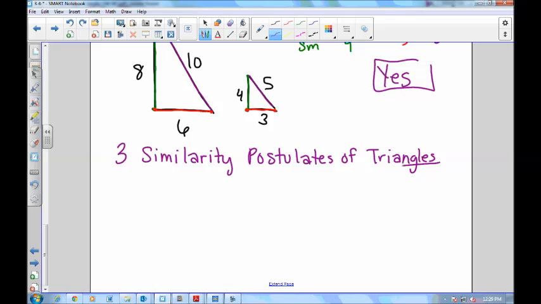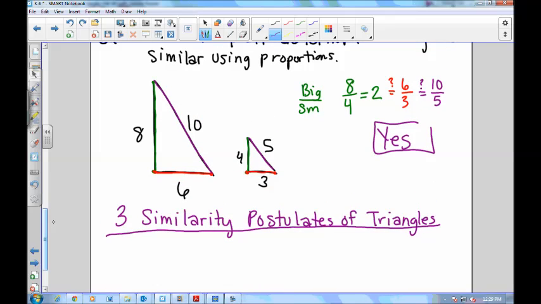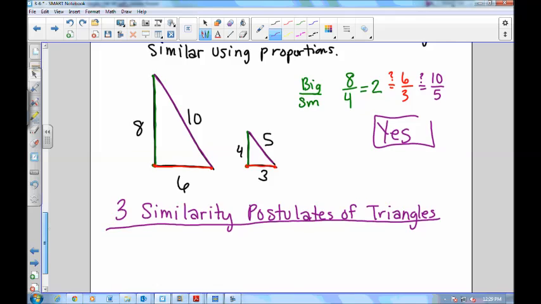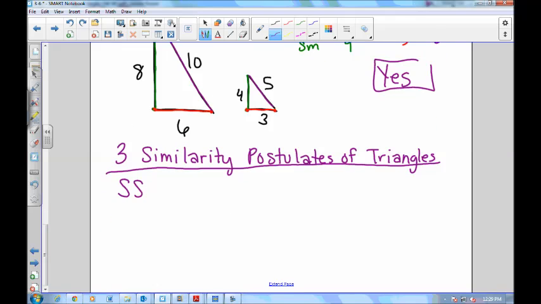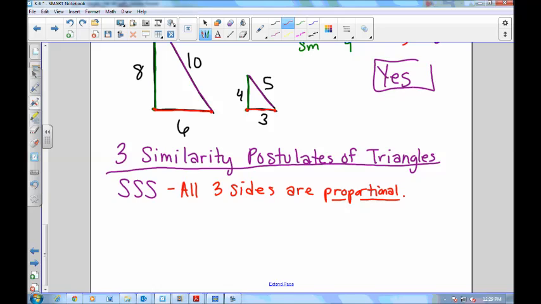The one we just used was side, side, side, because we found all 3 sides were proportional. If you remember, congruence also had a side, side, side. 2 triangles are congruent if all 3 sides are congruent. In similarity, the 3 sides are not necessarily congruent, but proportional. The key with similarity is knowing what is proportional and what is congruent.